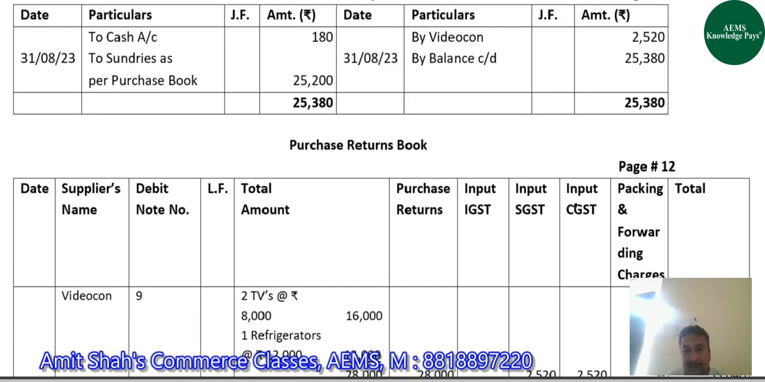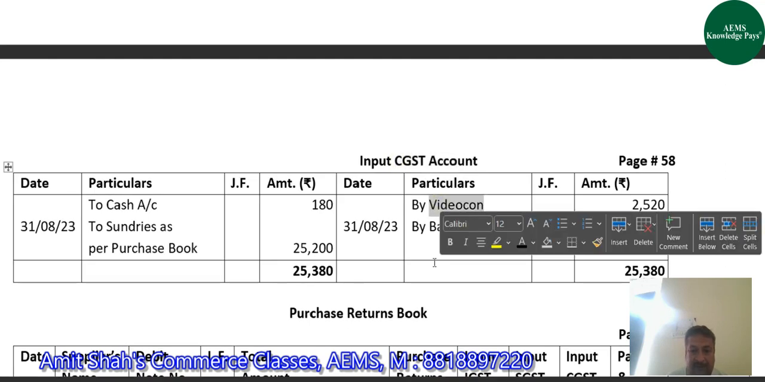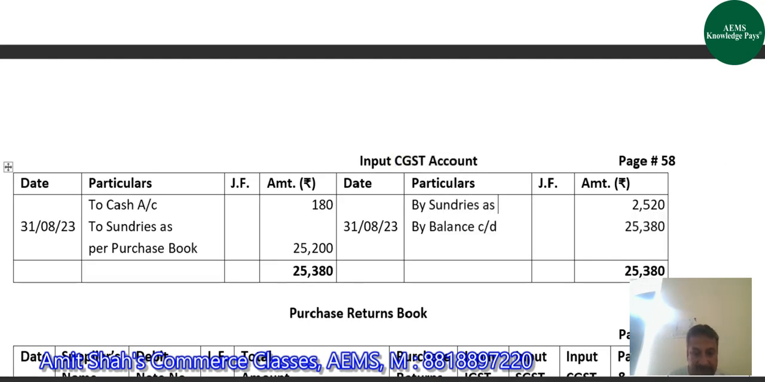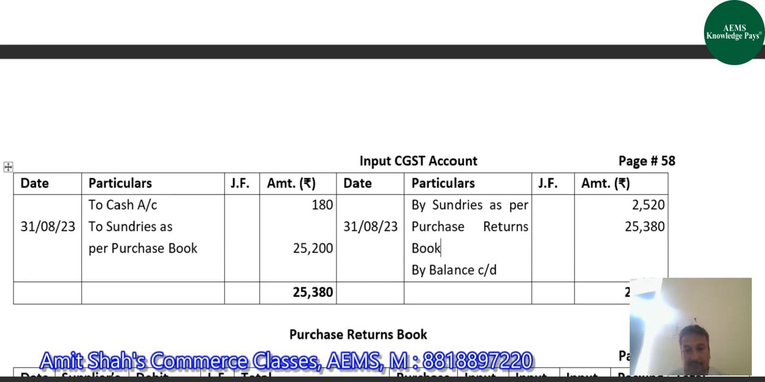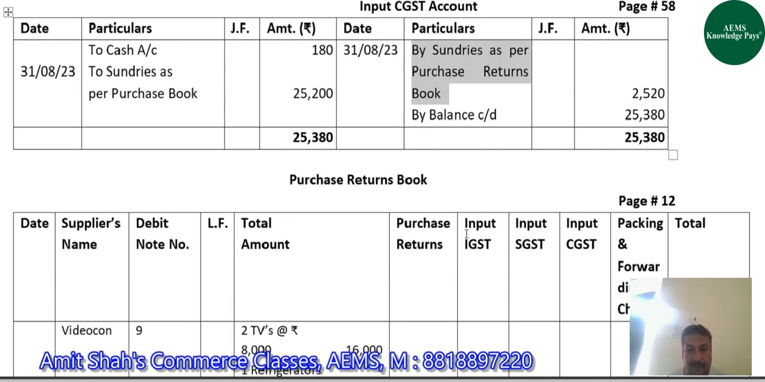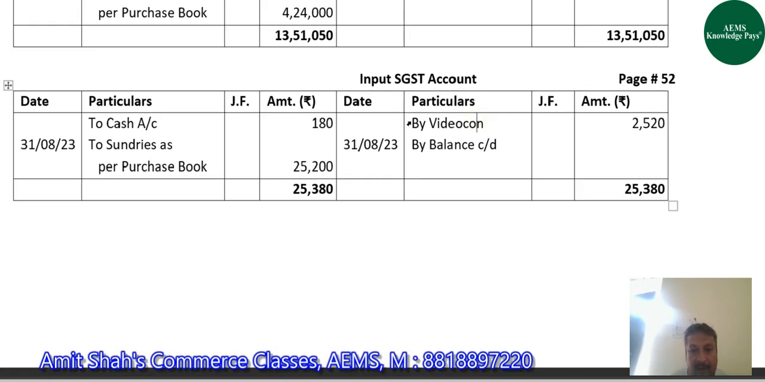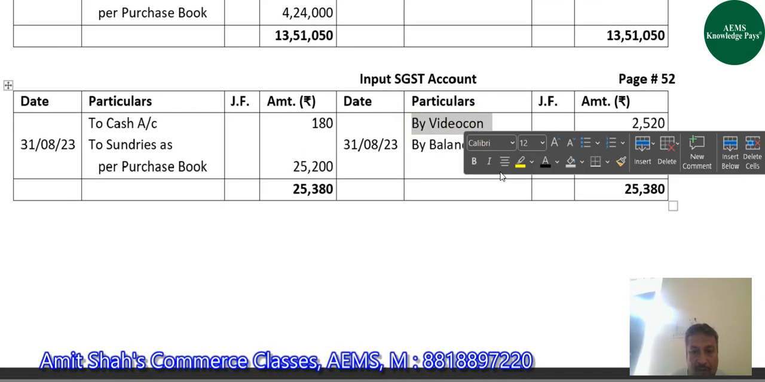Have you got this, guys? For this purchase return, we have credit in input CGST also. Here we'll write by sundries as per purchase returns book, 2,520. The same thing we will do in the input SGST account also.